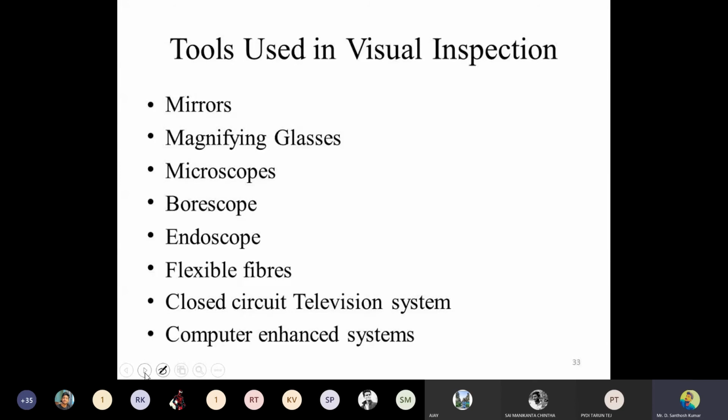And also we have used borescope, endoscope, flexible fibers, and you know that CCTV, CCTV is also one kind of NDT technique, computer enhanced systems. All these things are under aided visual inspection method. And today I would like to cover only mirrors and magnifying lens and some microscope. So in the next class we will talk about borescope, endoscope.